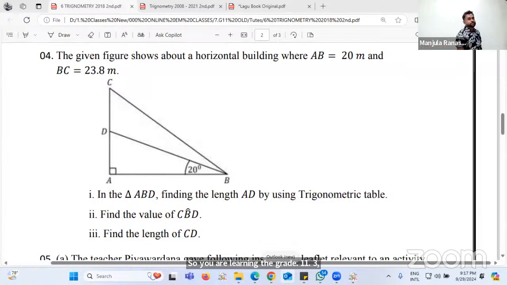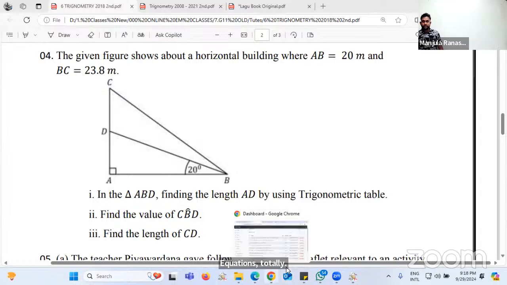AB is 20 meter. BC equals 23.8 meters. Then in the triangle ABD, find the length AD by using the trigonometric table. Try for those 2 parts. Give me 2 minutes because I did the equations totally. Right. Sketch it first.